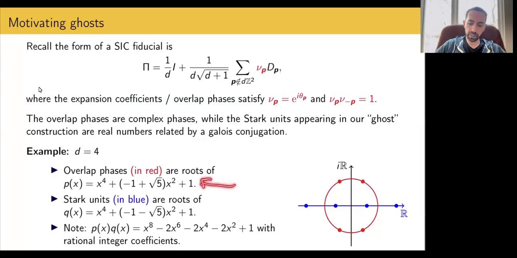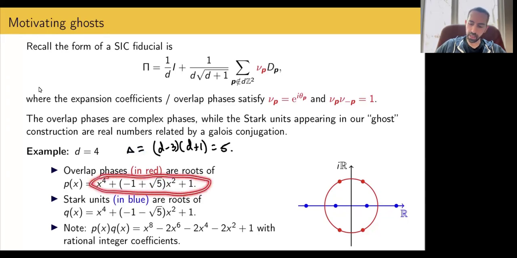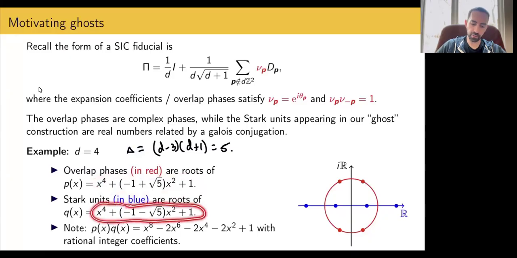The fact that these two polynomials are themselves conjugate over Q adjoin root 5 matters. Here, I should have written, delta is d minus 3, which is 1, times d plus 1, which is 5. So we expect to see a root 5, and we do. A root 5 comes out. I see these red points are the roots of this polynomial, and these blue points are the roots of this other polynomial, which you can see is the conjugate of the top polynomial. So p and q are conjugates. And if I multiply p and q, I get a rational polynomial.